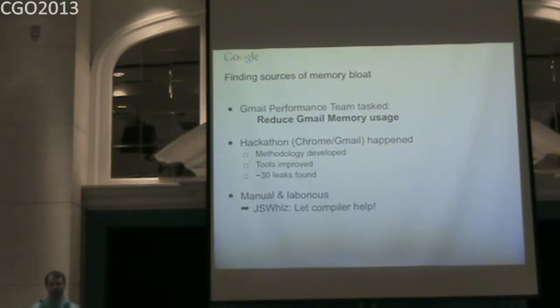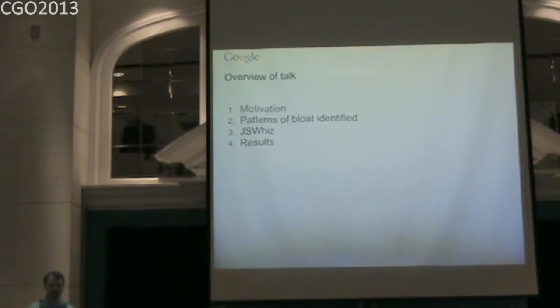And so that brought us to the initiation of the JSWhiz project. The JavaScript as it's used at Google uses the Closure library, for which there is a compiler. So can we get the compiler to help us in identifying these memory leaks? So I started by presenting an overview of the motivation for JSWhiz. In the next couple of slides, I'll detail the patterns we have found that lead to bloat, then present JSWhiz, and then present some results on the benchmarks internally at Google.